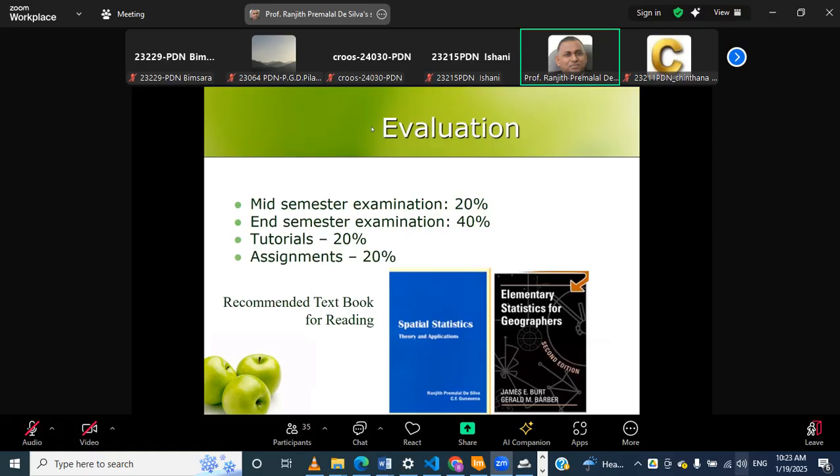the course, we have two textbooks recommended for reading. One is Elementary Statistics for Geographers, but it is not only for geographers, for giving the very basics of statistics for everybody. James Ebert and Gerald M. Barber. And then the other book is which I have authored with Mr. Gunasena, Spatial Statistics Theory and Applications. And the Spatial Statistics Theory and Application is available in the library as well. If anybody wants to borrow a book, I don't have enough copies to give. Earlier I used to give it free, but now I don't have free copies available, but I can give you a few books for you to borrow and share and return to me at the end of the course.